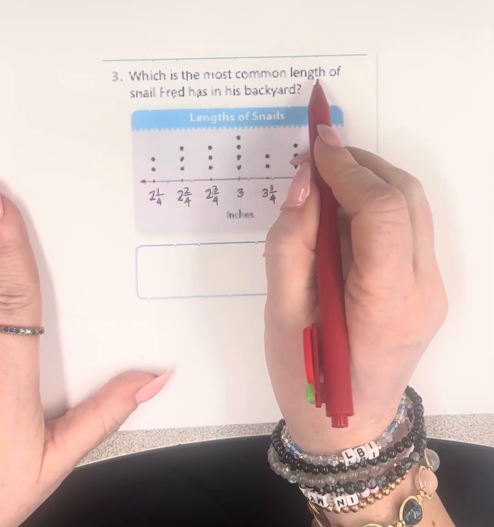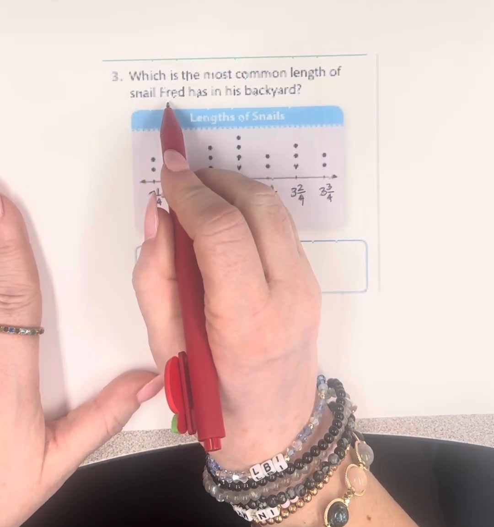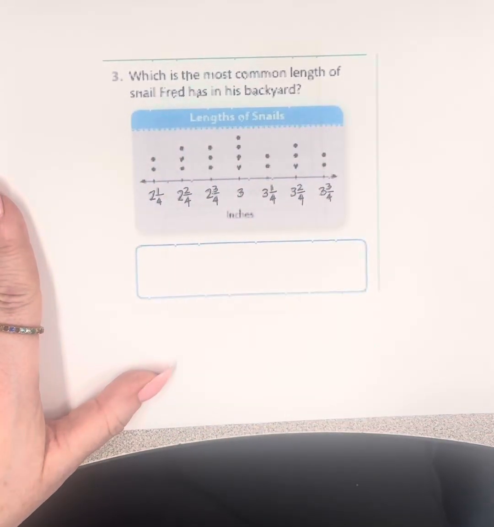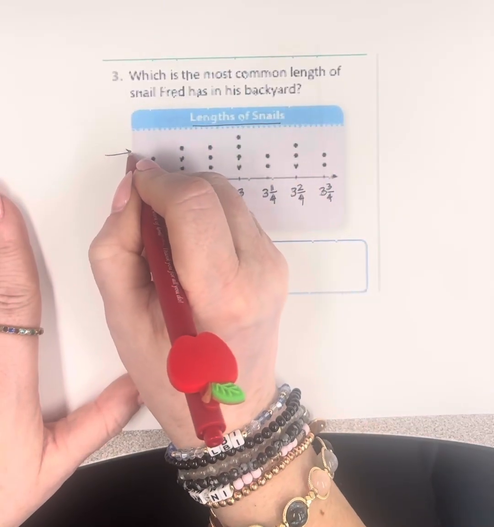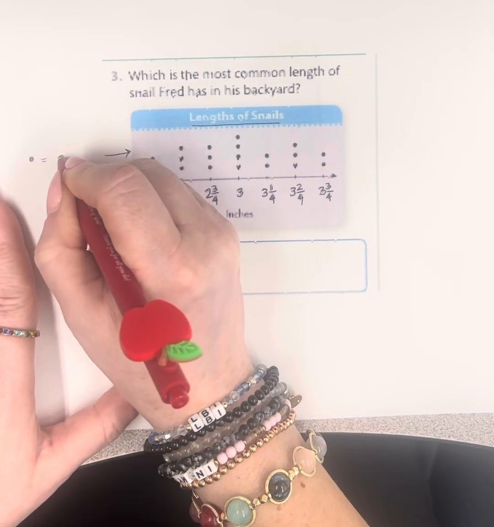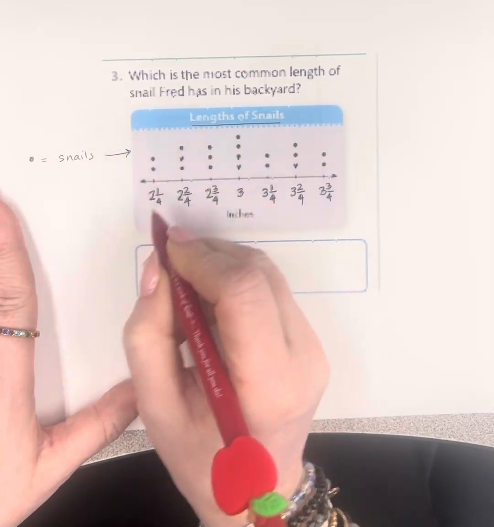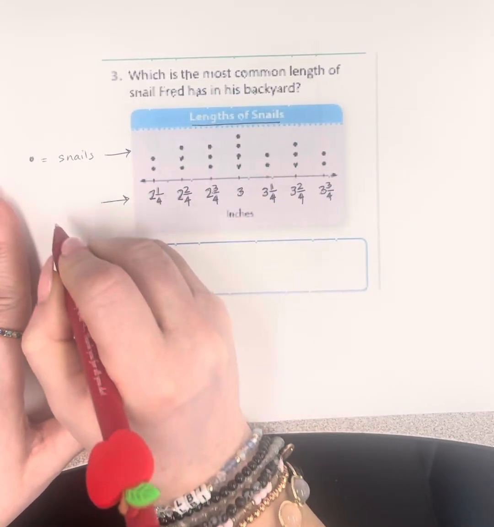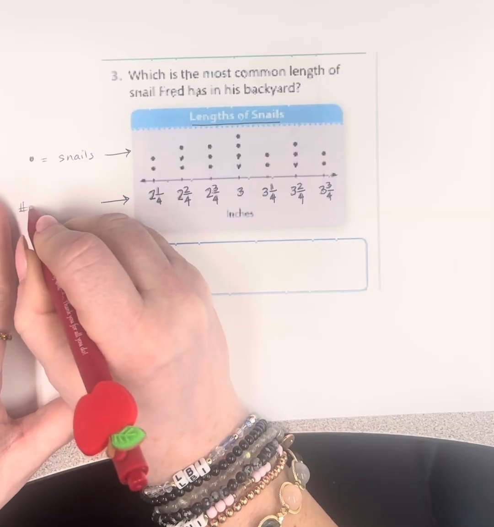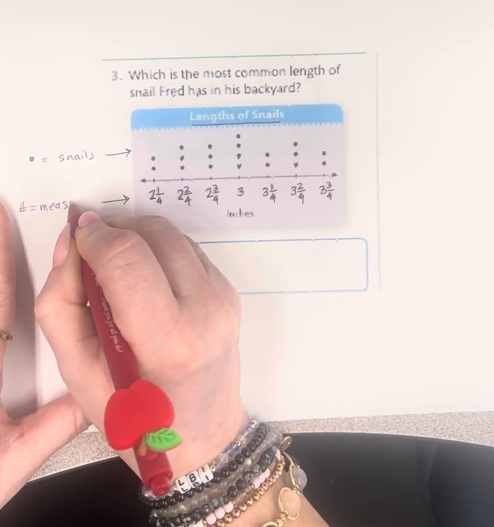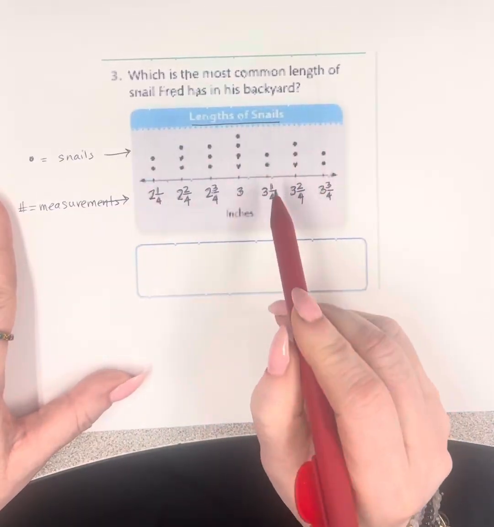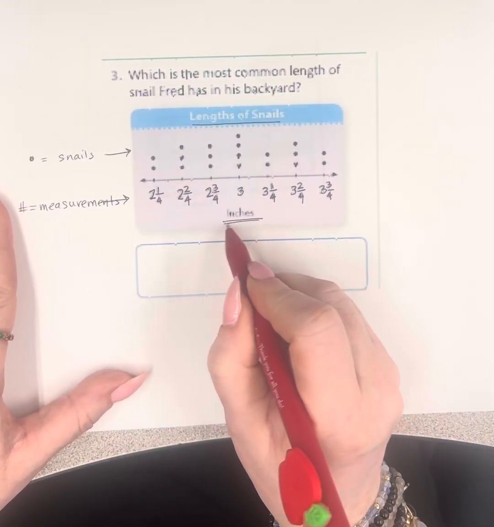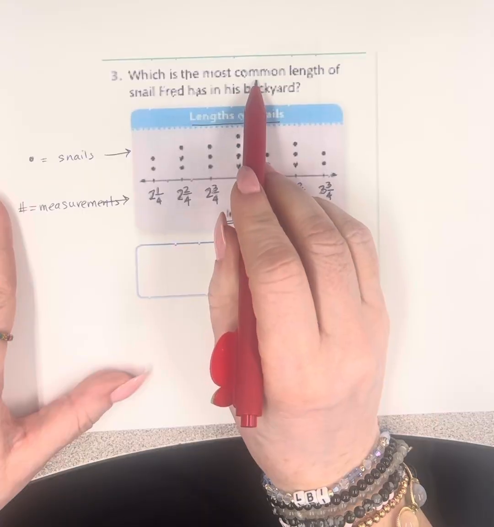Which is the most common length of snail Fred has in his backyard? So now we have lengths of snails. These dots are the snails, okay? These numbers are the measurements. And we also have inches, right? That'll tell us the measurement. Which is the most common length?